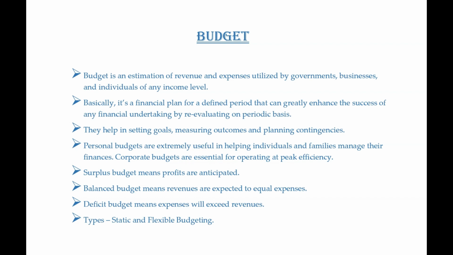And a balanced budget is where your revenues and your expenses will be equalized. There won't be any profit. Say I earn 40,000, I'll be spending 40,000 in this way. That's it. This is a balanced budget.